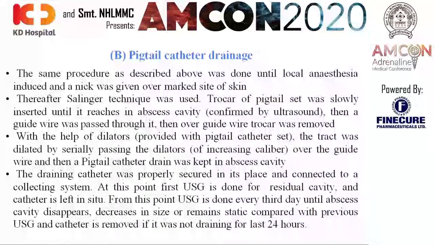At this point, first USG is done for residual cavity, and the catheter is left in situ. From this point, USG is done every third day until the abscess cavity disappears, decreases in size, or remains static compared with the previous USG, and the catheter is removed if there was no draining for the last 24 hours.